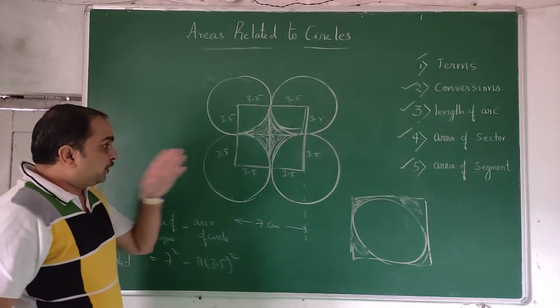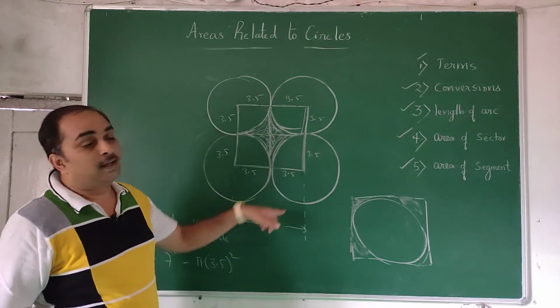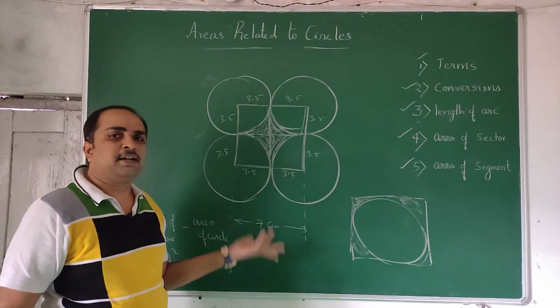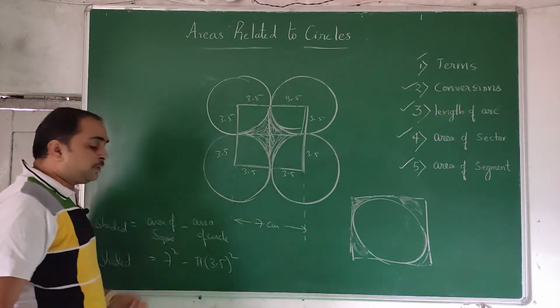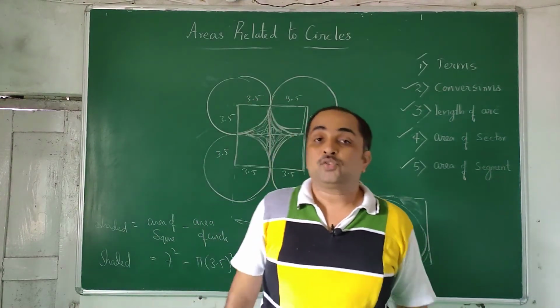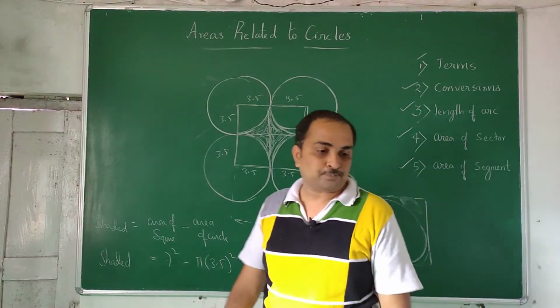If you don't redraw it like this, the problem will be more complicated. First you have to find the area of the square, then you have to find the area of the sector, and add the 4 sectors. The 4 sector addition also comes out to be a circle, but you should be able to take the given shape and visualize it in some other form so that you can do the calculations. That's what is called areas related to circles.